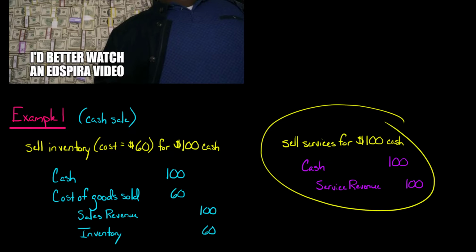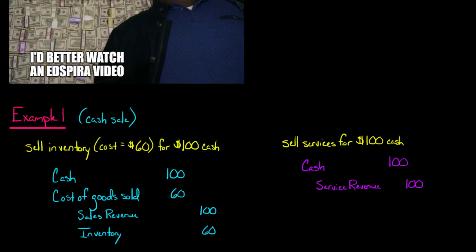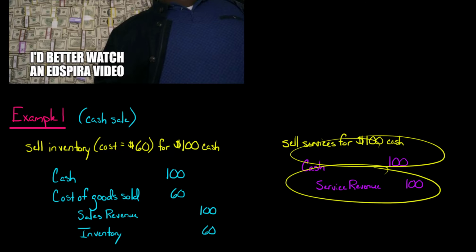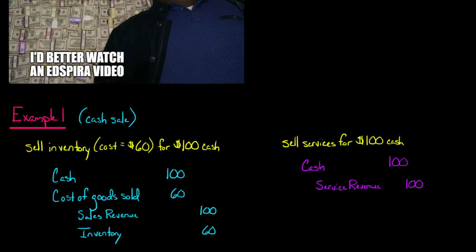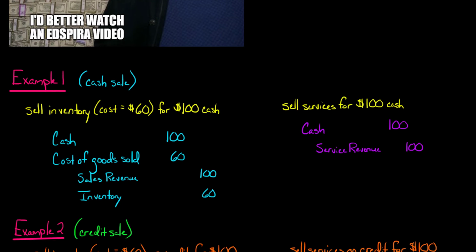Now over here, I've got a similar scenario, but where the company's not selling inventory, it's selling services for $100 cash. In that case, we would debit cash for $100 and then credit service revenue. So you see that the company is immediately receiving the cash and immediately recognizing revenue. Okay, so that's the simplest scenario.